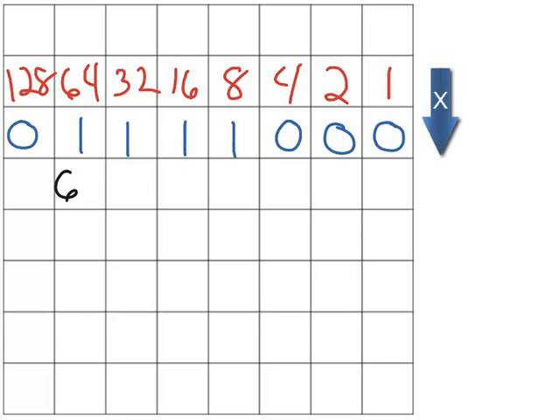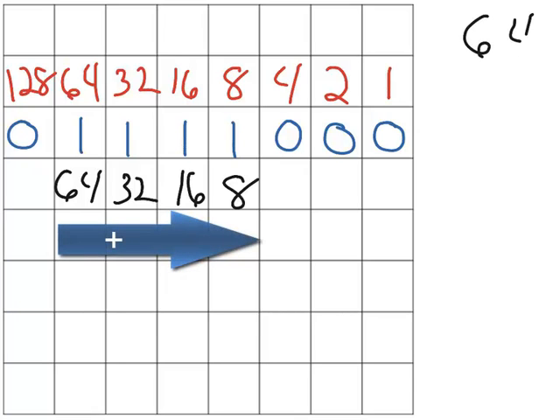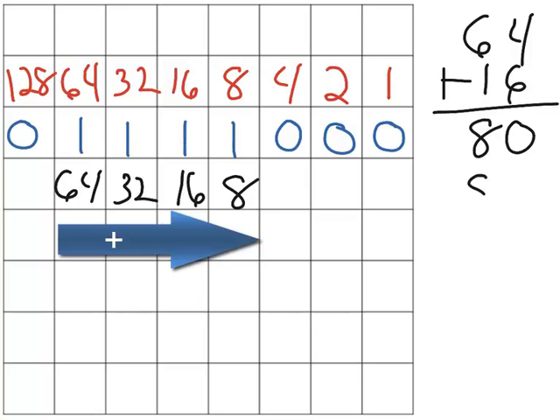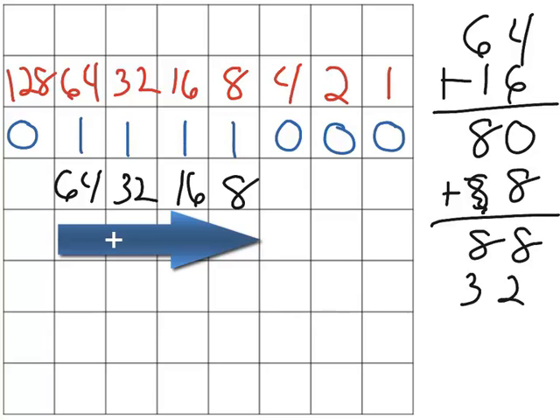And so I get 64, 32, 16, 8, and the rest are zeros. So now I'm going to do this a little unorthodox, because I know 64 plus 16 gives me 80. And then I can say 80 plus 8 is 88. And then I can say plus 32. That's going to give me 120.